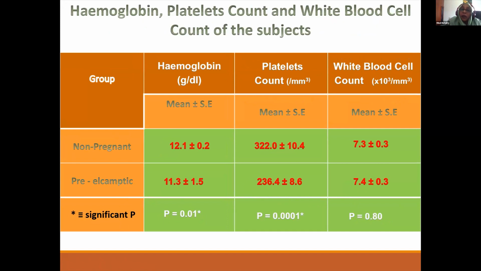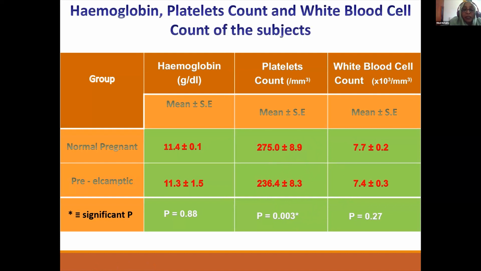Here shows the complete blood count. We can see the significant changes between the non-pregnant and the preeclamptic in the hemoglobin, in the platelet count. It dropped from the non-pregnant to the preeclamptic. But the white count, there is no significant changes. And between the normal pregnant and the preeclamptic, there was also a significant drop.